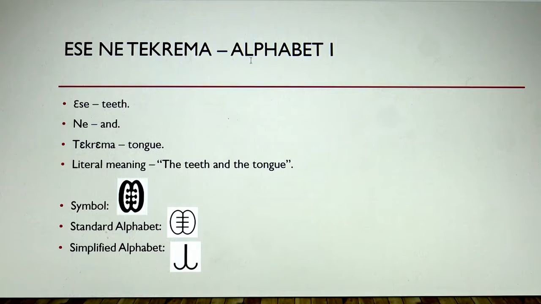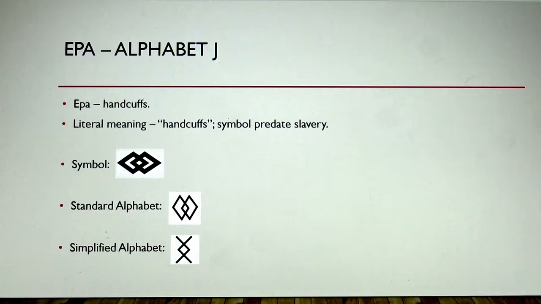Asi Ni Tekrema is assigned to alphabet I. Asi Ni, teeth, ne and Tekrema, tongue. So literal meaning the teeth and the tongue. This is the symbol, this is standard simplified alphabet. Apa is assigned to alphabet J. Apa means handcuff. Literal meaning is a handcuff, and this symbol predates slavery. This is the symbol, Apa, and this is the standard simplified alphabet.